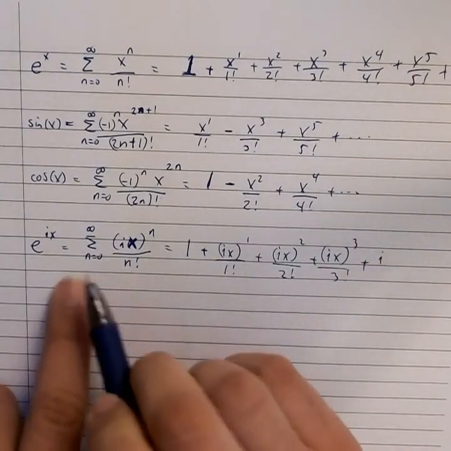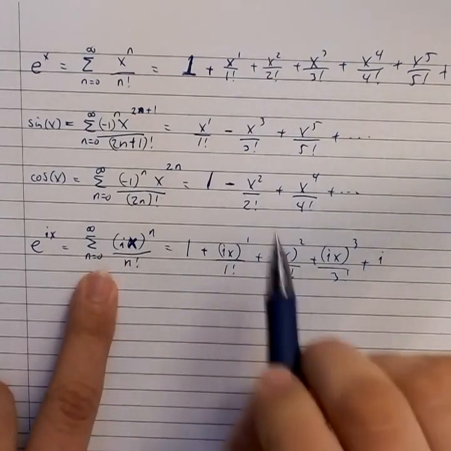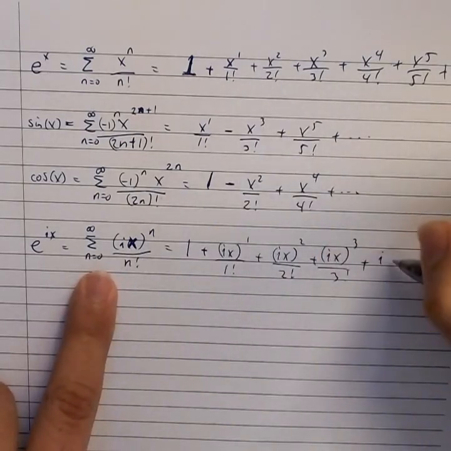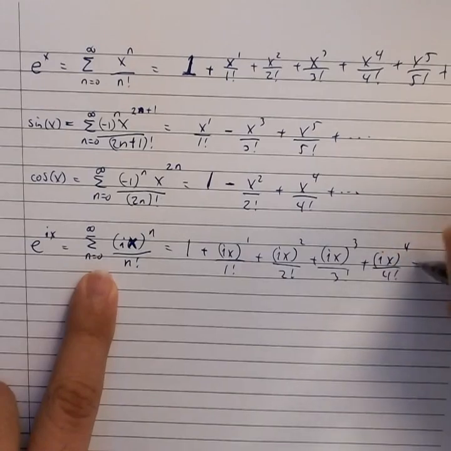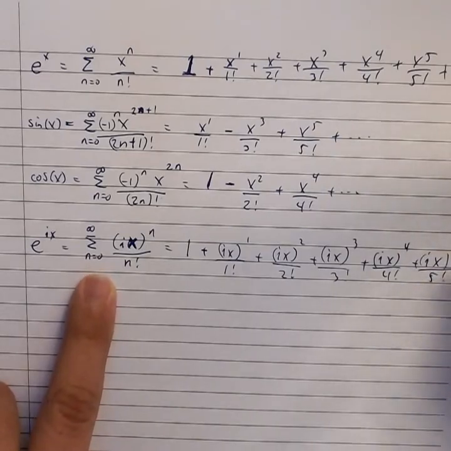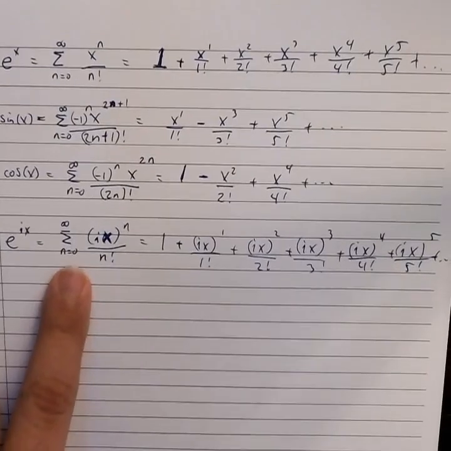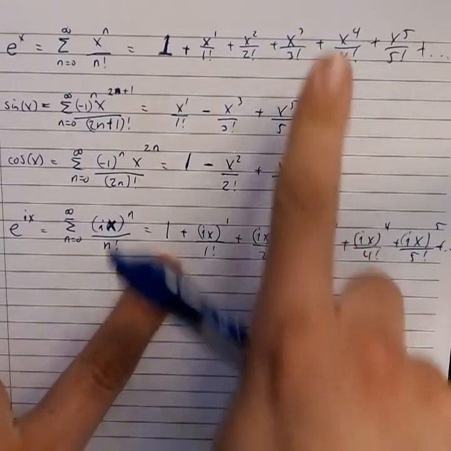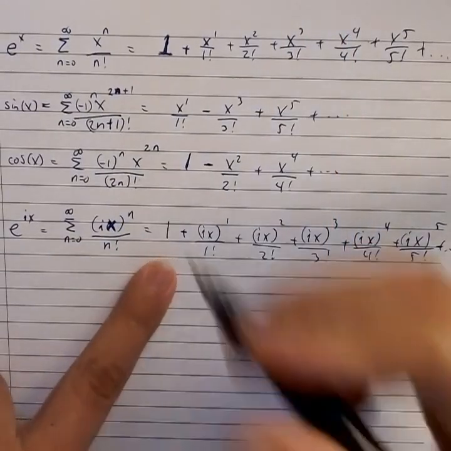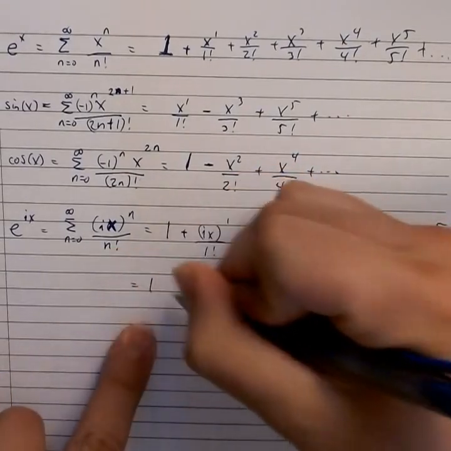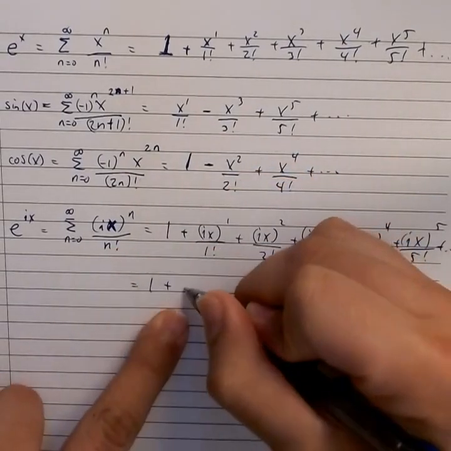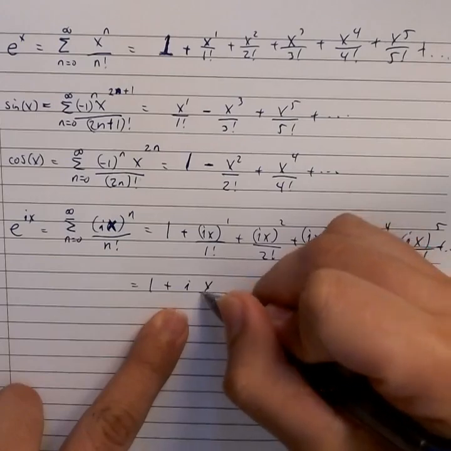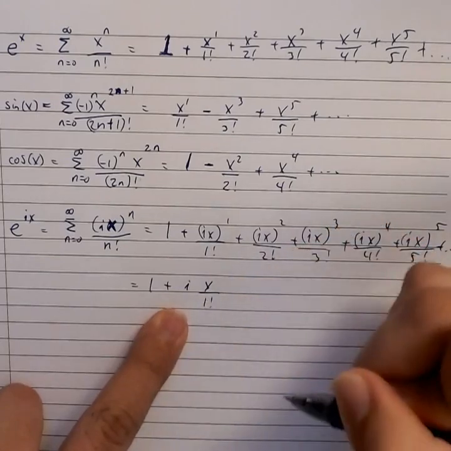And if you want to, you actually can generate this out the long way, but here I'm going to do it by substitution. And that's (ix) to the 4th over 4 factorial plus (ix) to the 5th over 5 factorial plus dot, dot, dot. That would keep on going, but that's sufficient for us. And here I wanted to mirror the original one that I made. Well, that's going to equal 1 plus i times x over 1 factorial.